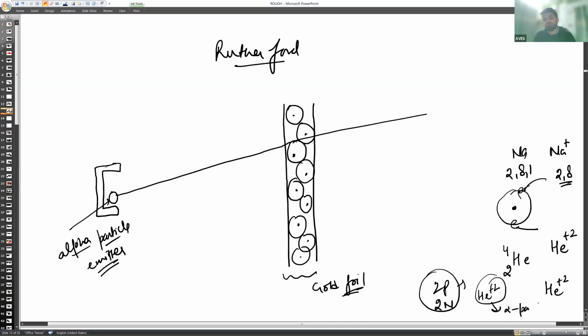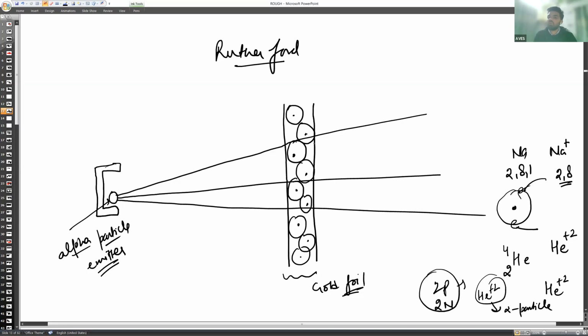So when he passed them through the gold foil, he noticed that most of the alpha particles went undeflected. He was the first to observe this: they were moving on a straight path. Some of the alpha particles deflected at small angles.